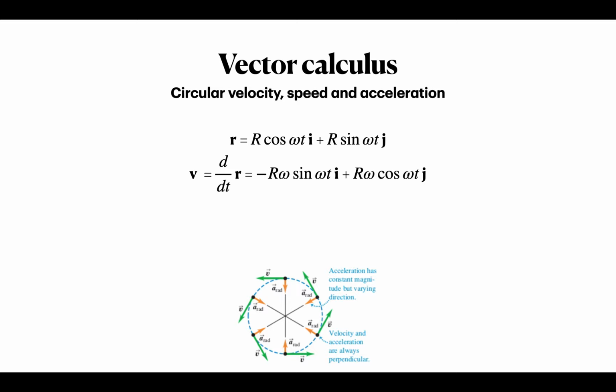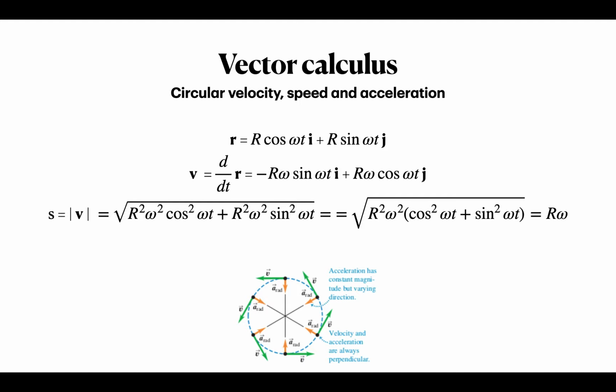Okay? That's it. Now, the speed then is the square root of the i term squared plus the j term squared. And you can bring the r squared omega squared outside because it's common. And then you use the fact that cos squared plus sine squared is always 1. And you're left then with the square root of r squared omega squared. And that's just r omega. Boom, boom. So the speed of a particle in circular motion is r omega.